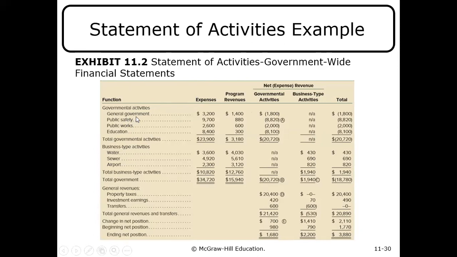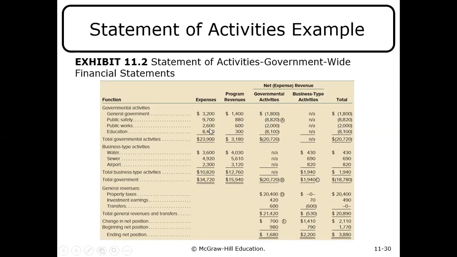So it's saying our general fund, we had expenses of $3,200. We had program revenues of $1,400. So we had an overall loss, or expenses were greater. Public safety: expenses were $9,700. Specific revenue towards it, $880. So the program revenue from public safety, maybe those were speeding tickets that funded it, $880.